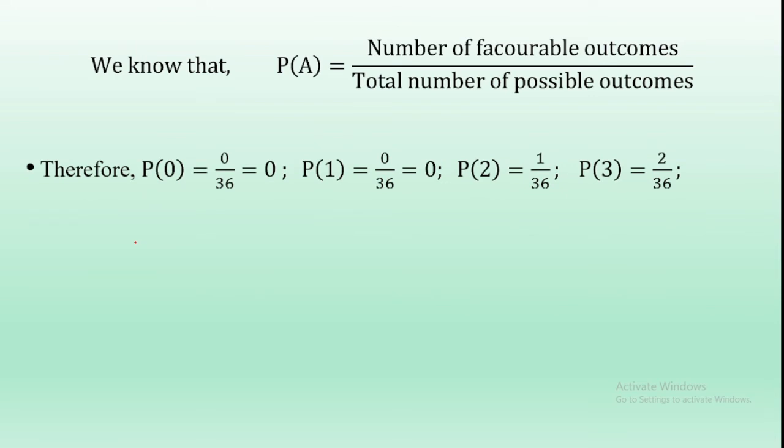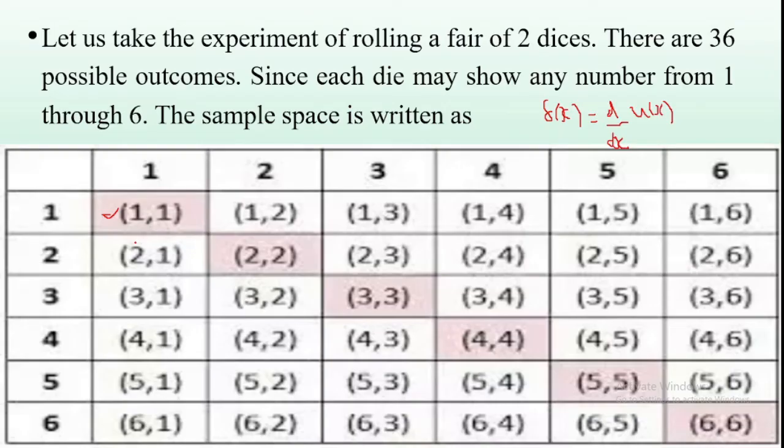Next, find the probability of 3. Sum 3 appearing on the dice. Here the favorable outcomes are (2, 1), this is one combination, and (1, 2), this is the second combination. So for sum 3 appearing on the dice, the possible combinations are 2, out of total outcomes 36. 2 divided by 36. Probability of 3 is equal to 2 by 36.